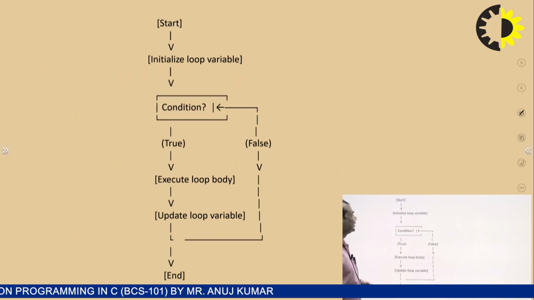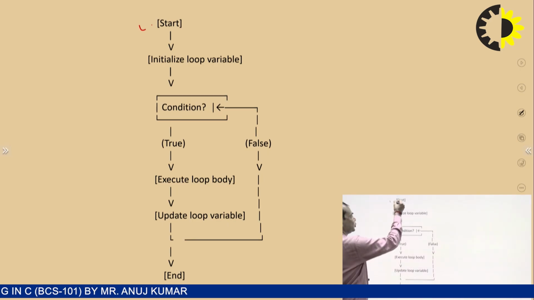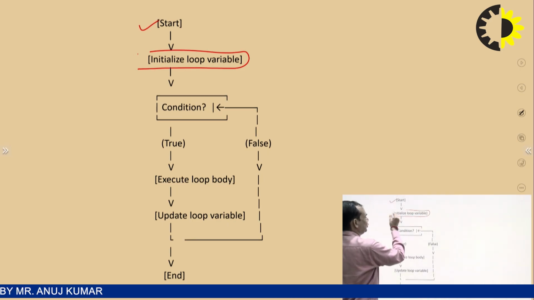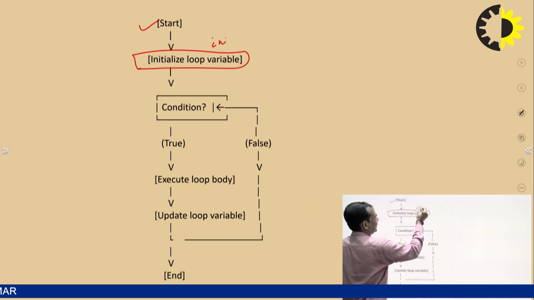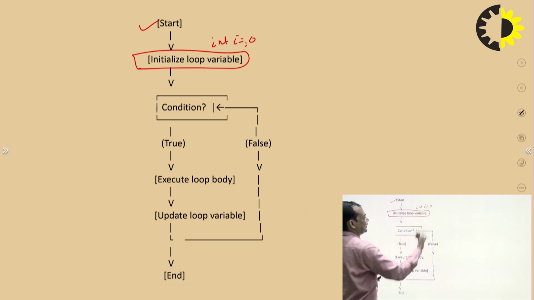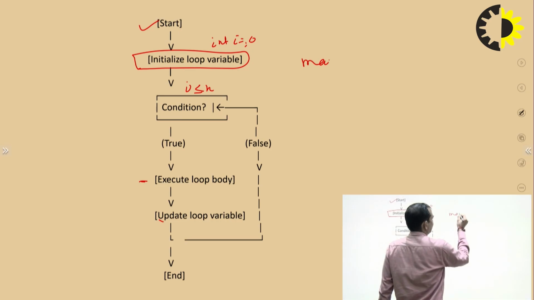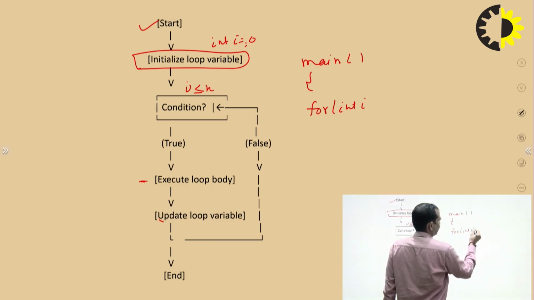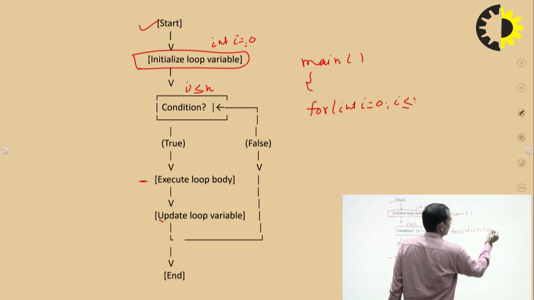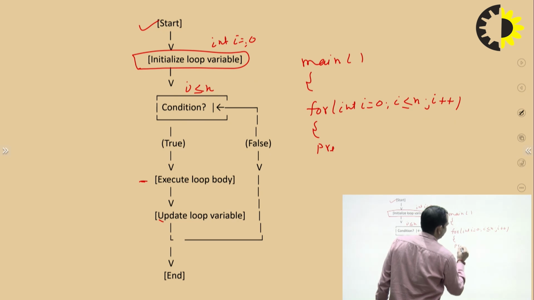So we can define it through a flow chart. Firstly, we start, then we initialize a loop variable. Suppose we declare int i = 0, the loop variable. Then we check the condition i <= n. If the condition is true, it will execute, then it will update. At the end, we write one line, that is, we use for (int i = 0; i <= n; i++), and here we are using printf.